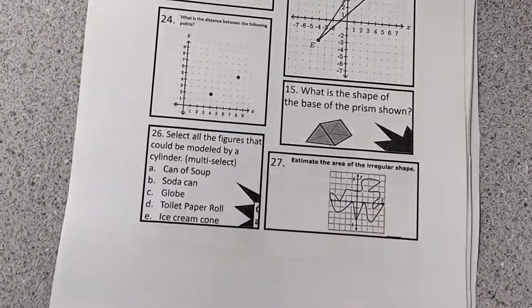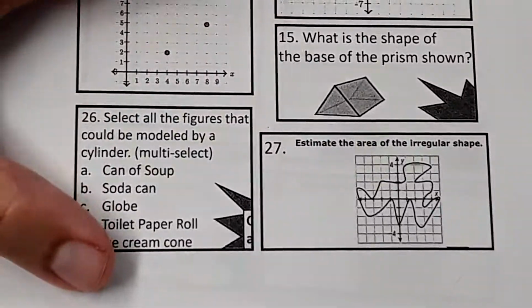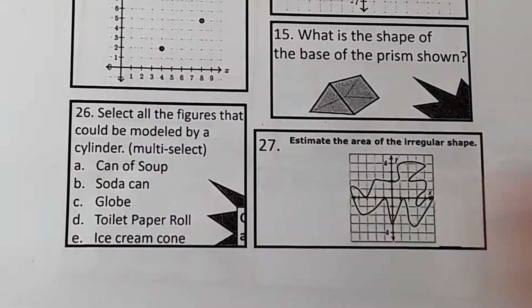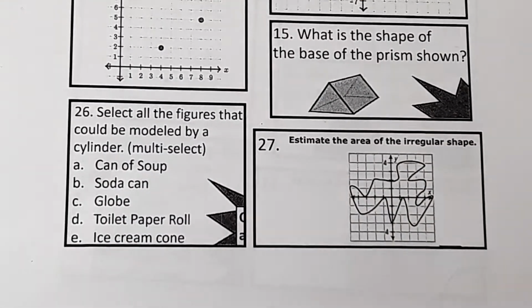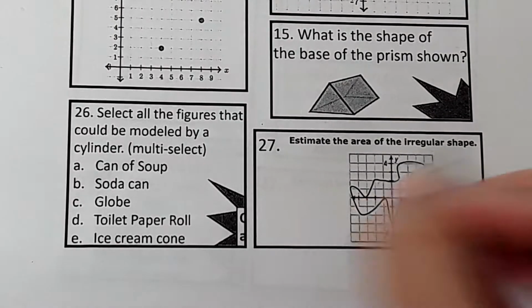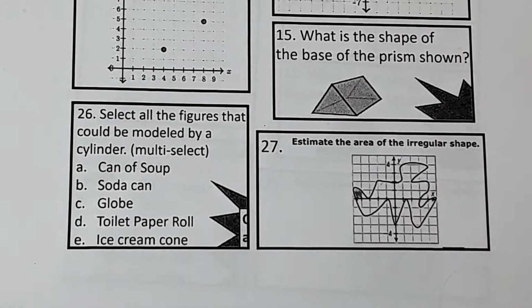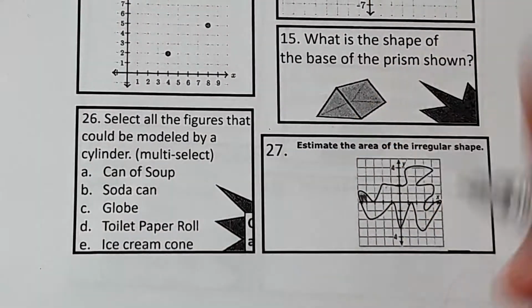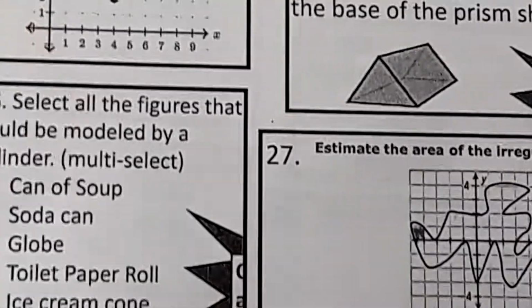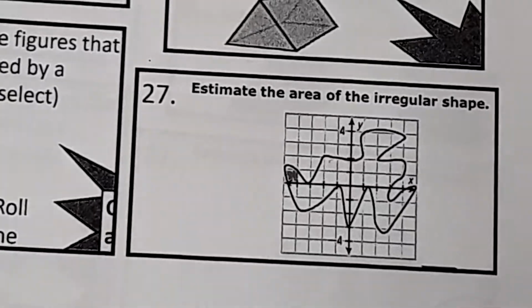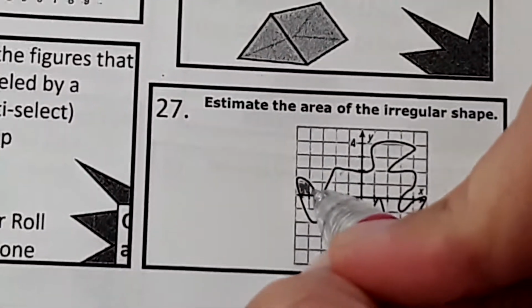Okay, so number 27, this bottom one. To estimate the area of the irregular shape, you would count the squares inside that shape. Some of them are pretty full squares and some of them are half squares. As I count, if it's a full square, of course, count it as 1. And then sometimes I'll combine 2 partial squares and count that as 1. So for example, right here I have half a square and half a square. I'll count that as just 1.